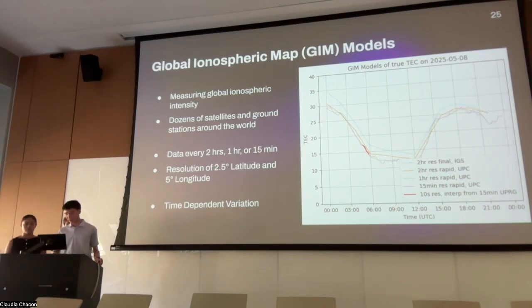Another thing you can see on this map is that during the daytime there's a lot more ionospheric activity, and at nighttime there's less, because during the daytime the sun's energy excites the ionosphere and gives it more energy.